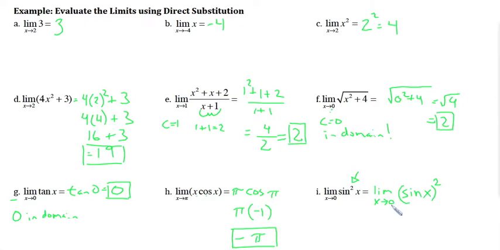So all we have to do is check, make sure 0 is in the domain, and it's going to work. So we're just going to use direct substitution here. We're going to take the sine of 0, and then we're going to square it. So the sine of 0 is 0. 0 squared is also 0. So our limit is 0.